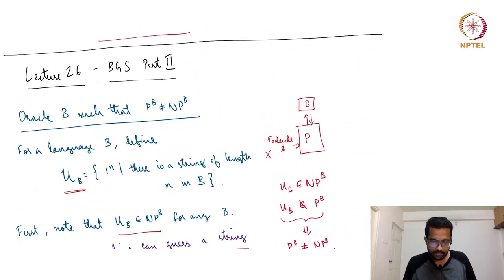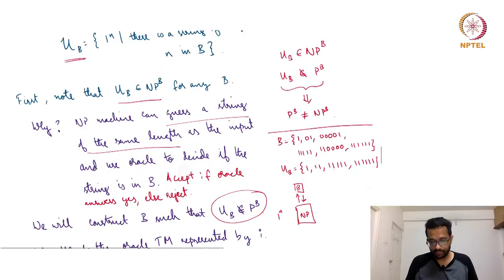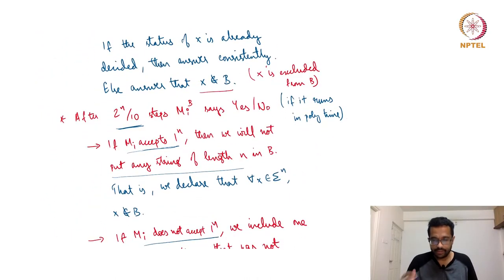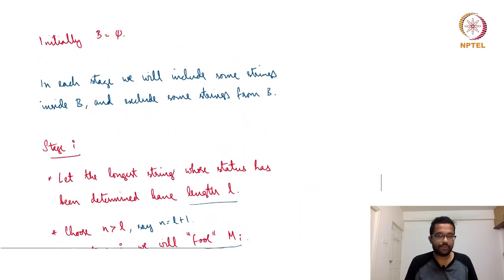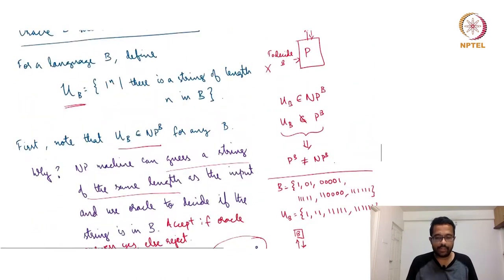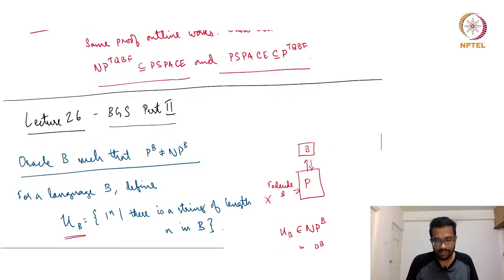Just to recap, we constructed an oracle B such that P^B is not equal to NP^B, right? I have already recapped and summarized the proof, but if it is confusing, feel free to go through it again, and of course use the forums, use the Discord, and please ask questions if there is any confusion, and perhaps we can also discuss it in one of the live sessions.